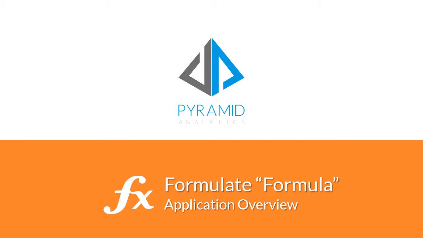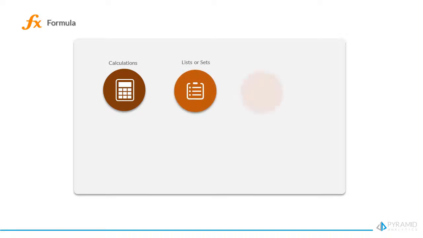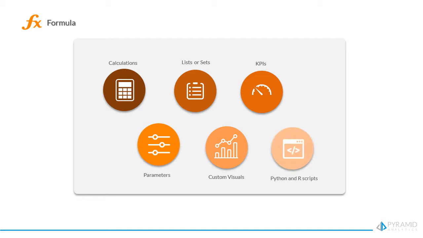This video offers a short overview of Formulate and how to use it to build calculations and business logic for your reports and dashboards. The Formulate app in Pyramid is for pro users to author and build a variety of advanced logical items that are then used elsewhere. This includes calculations, lists or sets, KPIs, parameters, custom visuals, and Python and R scripts.